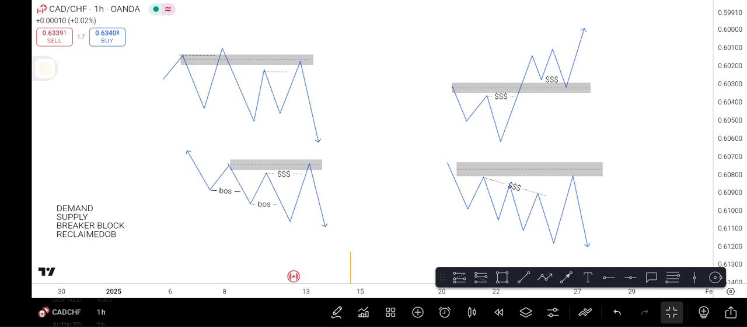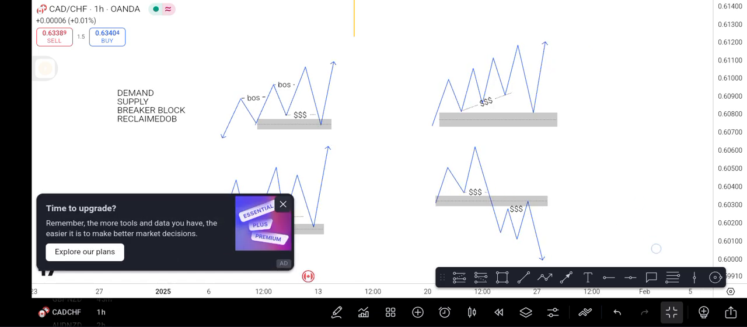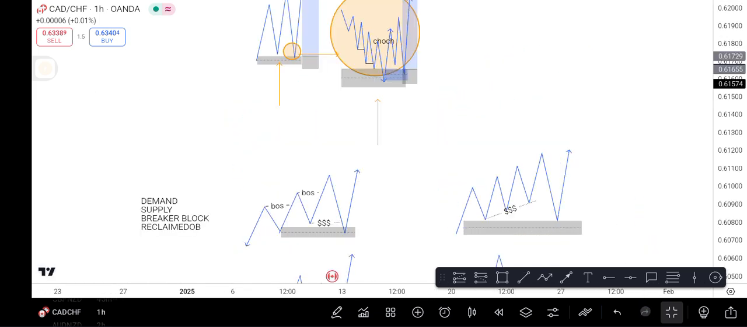Now you can go to your chart and backtest this, and then you will come back. I will be expecting your testimony in the comment section. But let's now go to the chart and see what this looks like on the chart.